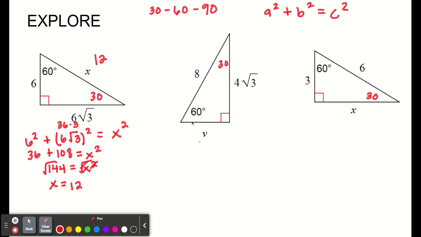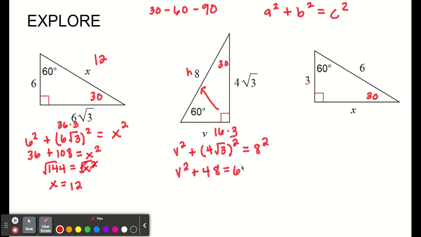For the second problem here, again, hypotenuse must be c. Our hypotenuse here is 8. So we're going to have v squared plus 4 radical 3 squared is equal to 8 squared. So v squared plus 4 rad 3 times 4 rad 3 is 16 times 3, which gives us 48. It's equal to 8 squared, which is 64. We subtract 48 on both sides. We get v squared is equal to 16. Square root both sides. And v is equal to 4.